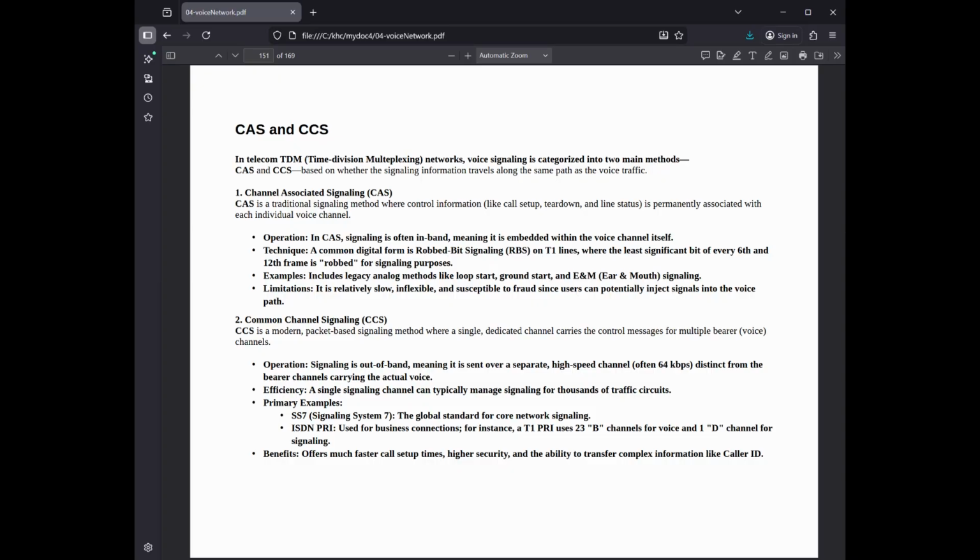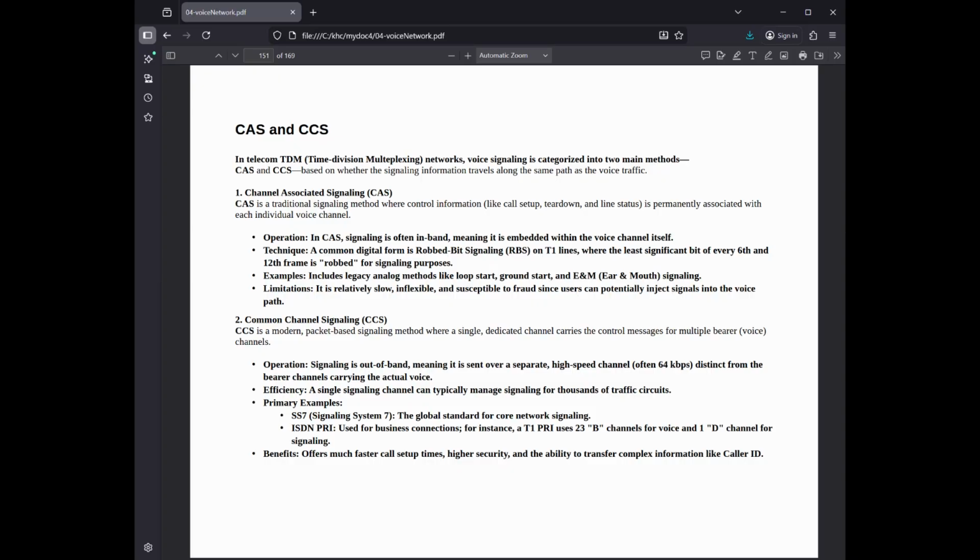Two: common channel signaling, CCS. CCS is a modern, packet-based signaling method where a single, dedicated channel carries the control messages for multiple bearer (voice) channels. Operation: signaling is out of band, meaning it is sent over a separate, high-speed channel, often 64 kbps, distinct from the bearer channels carrying the actual voice. Efficiency: a single signaling channel can typically manage signaling for thousands of traffic circuits.